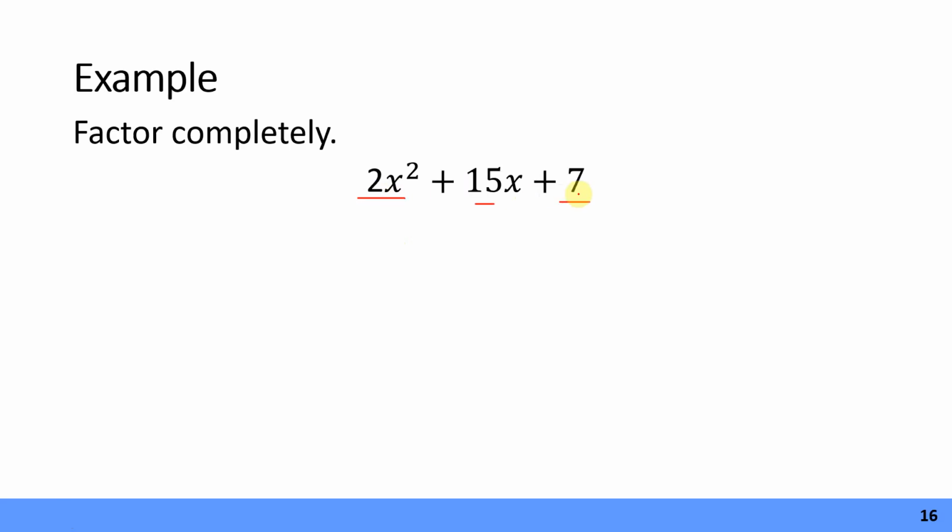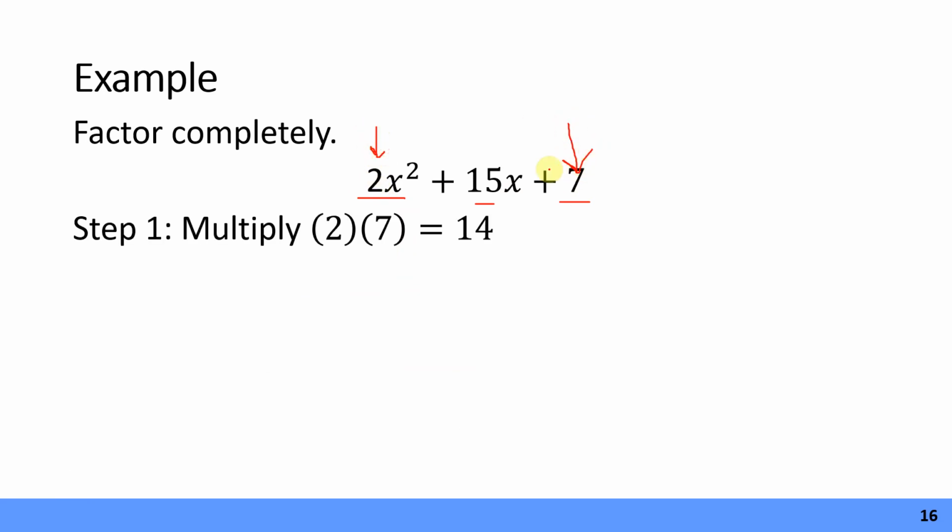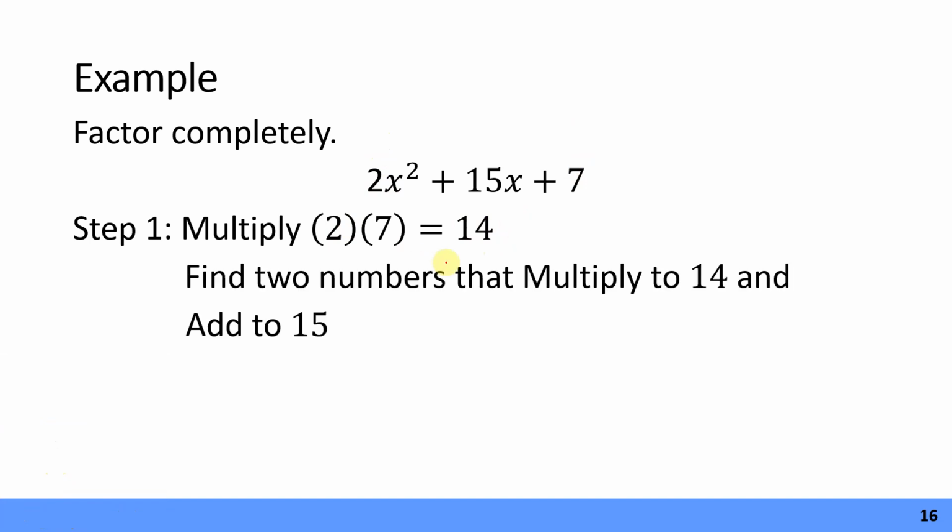So let's come to our problem. If we multiply A times C, this is your A and this is your C. 2 times 7 gives me 14. So we have to stop and think: what are two numbers that multiply to 14, but add to 15, because that's the middle number? If I lost you, let me say it again. The product and sum method is always like this: two numbers that multiply to whatever these two give, 2 times 7 is 14, but add to the middle number, which is positive 15.